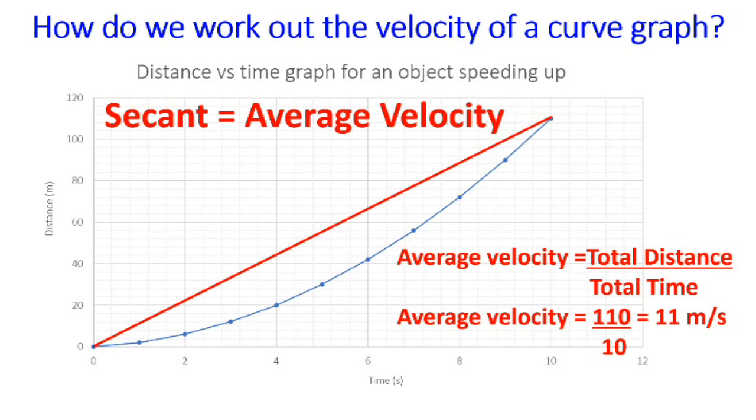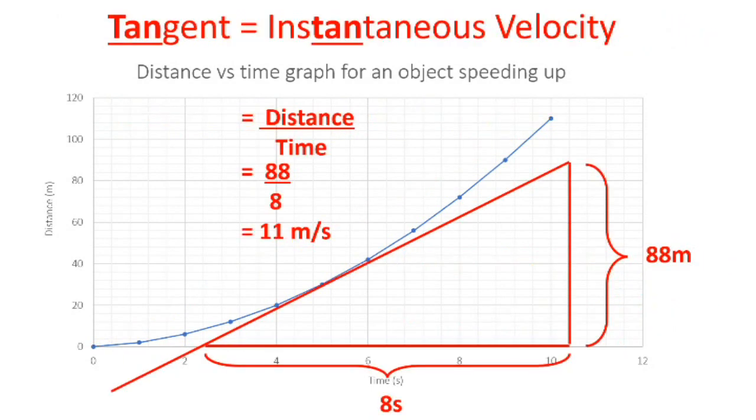So how do we work out the instantaneous velocity at a particular time? Well, if we take the gradient of the tangent, that will give me the instantaneous velocity. So you take the gradient of the tangent, and in this case, it's 88 divided by 8, and we also get 11 meters per second. So it just so happens that this particular vehicle had the same instantaneous velocity at 5 seconds as its average velocity over the whole 10-second journey.